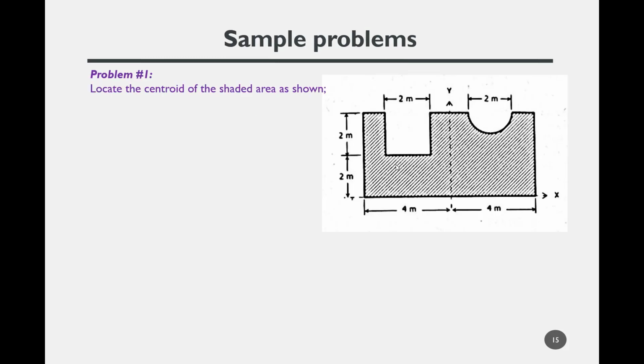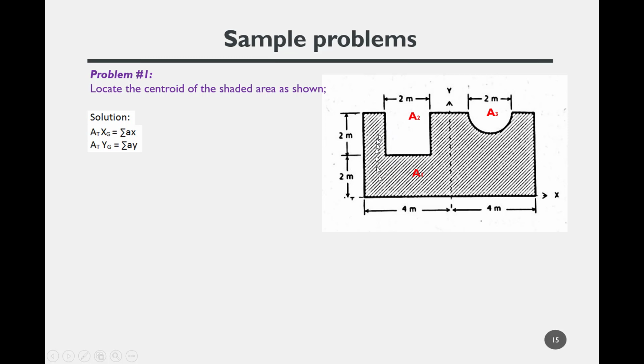So try natin i-apply for the problem. Makikita natin dito, we have a shaded area. Ito yung shaded area na kailangan natin. Pero pag chinek mo ito, this is a square, and this one is a semicircle, di ba? So we have to look for the centroid, or summation of Ax and then summation of Ay. Di ba? So makita natin, no?